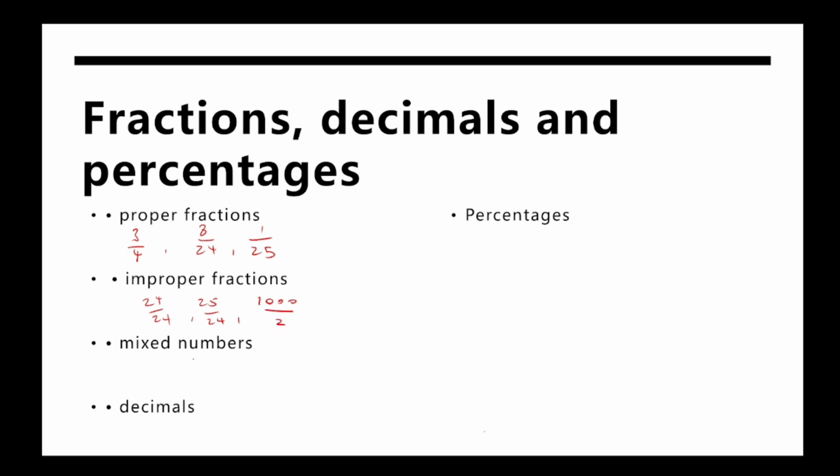For mixed numbers, when we have an improper fraction, we can turn it into a mixed number. If we have 25 over 24, we can turn it into 24 over 24 plus 1 over 24, which is 1 and 1 over 24. And we do the same when we turn a mixed number into an improper fraction. We have 3 and 2 over 4. We first times 3 by 4. So we'll get 12 over 4 plus 2 over 4, thus 14 over 4.